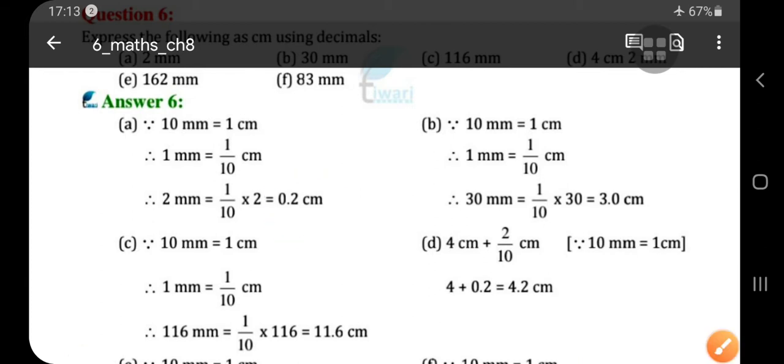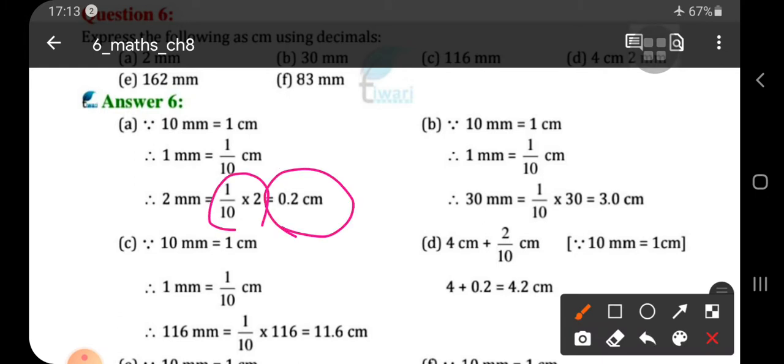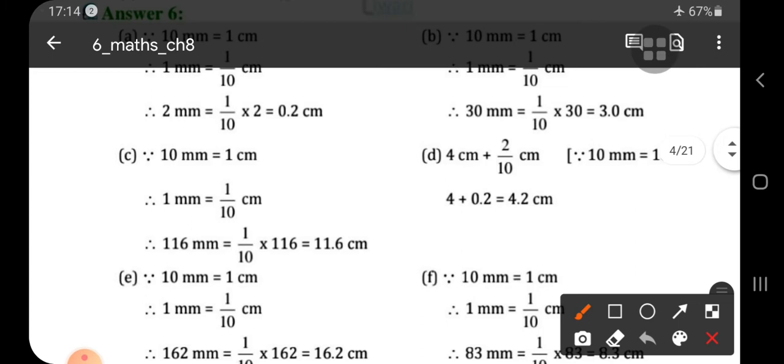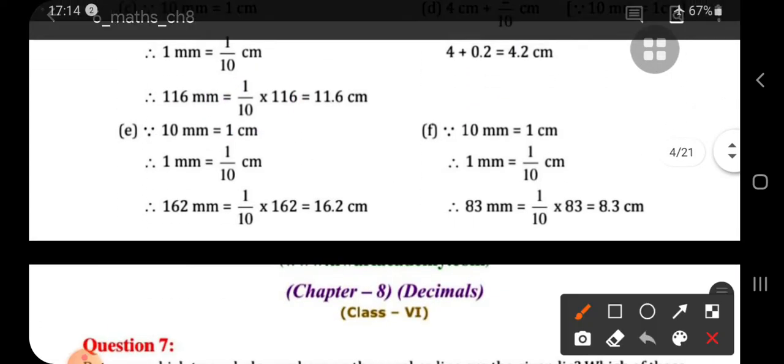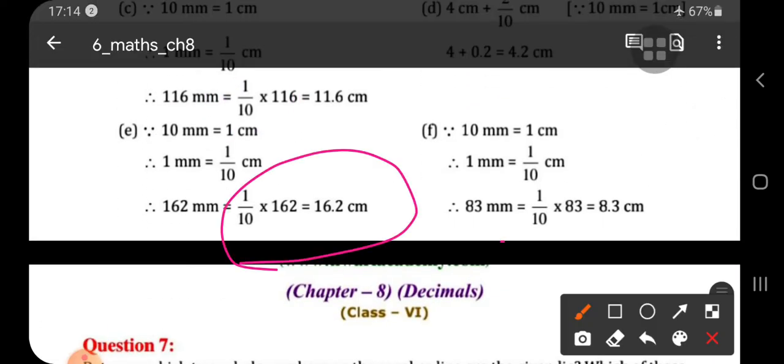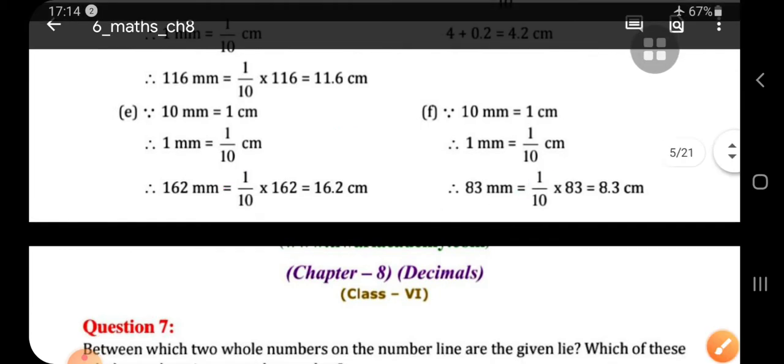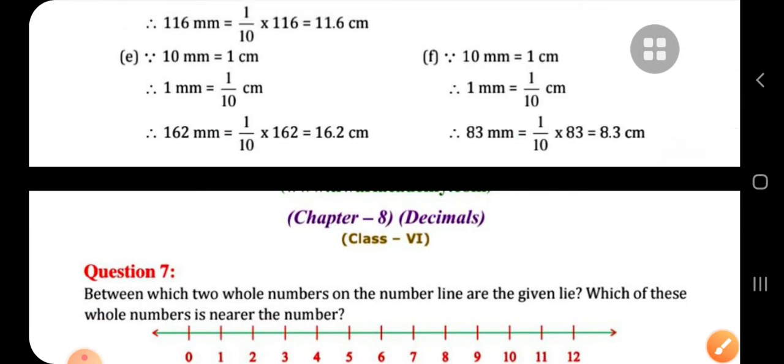Okay. So 2 upon 10, it's 0.2. 30 upon 10, it's 3 centimeter. 116 by 10, it's 11.6. Here 4 plus 2 upon 10. So it's 4 plus 0.2. So it's 4.2 centimeter. Here 16.2 centimeter and here 8.3 centimeter. It's easy.